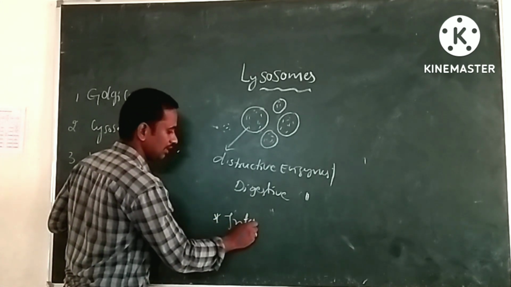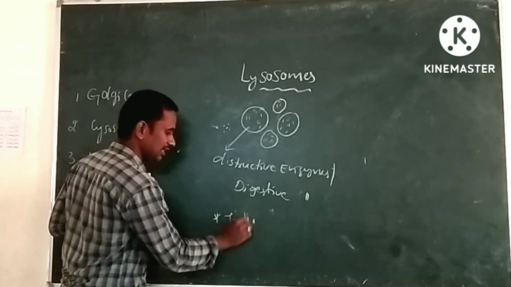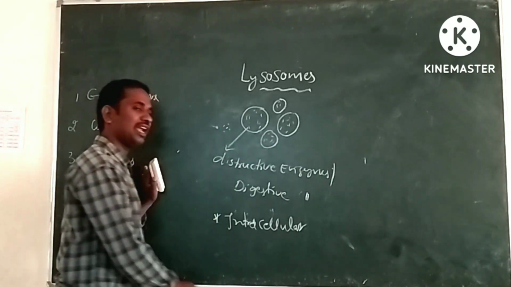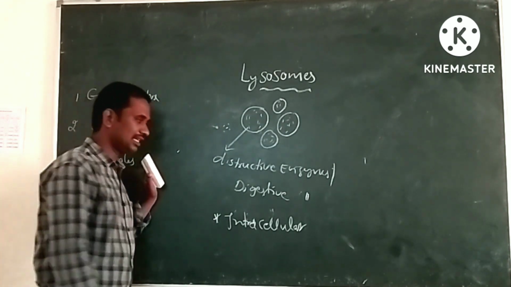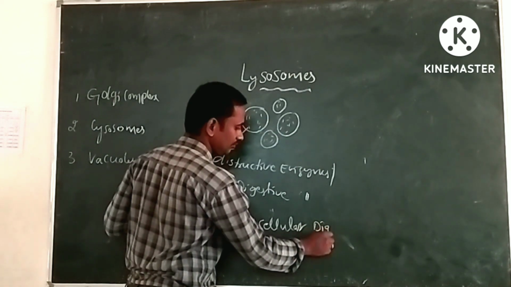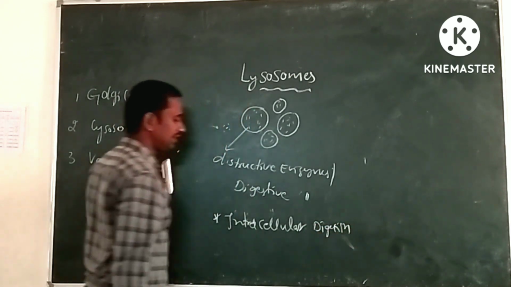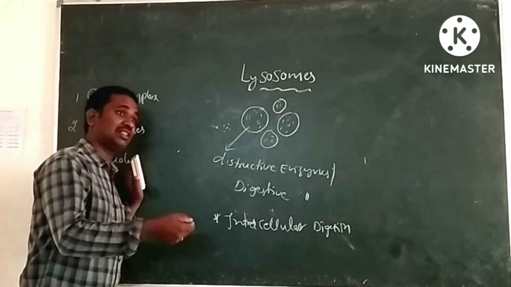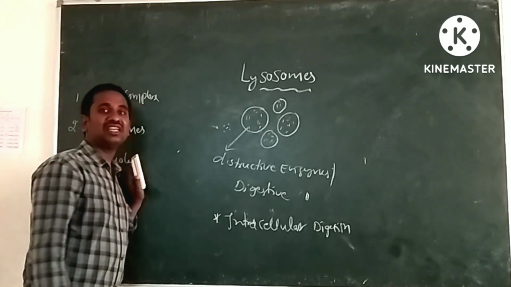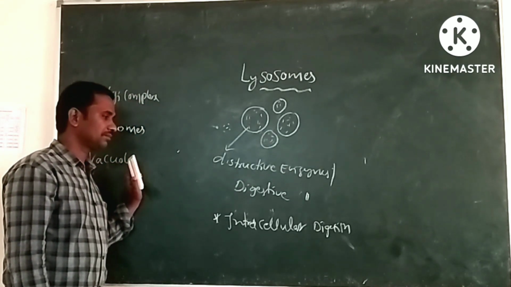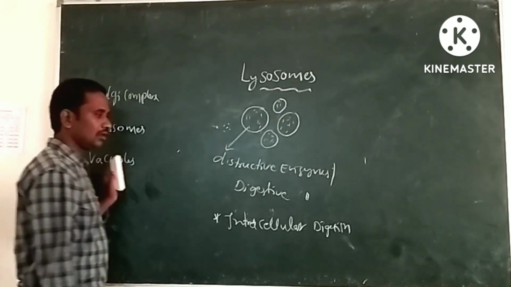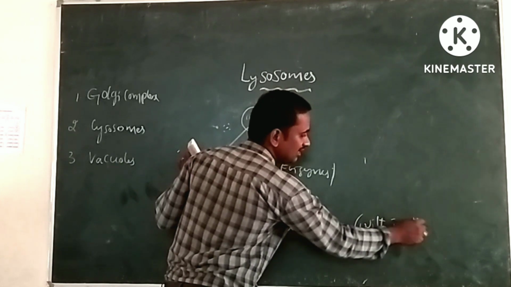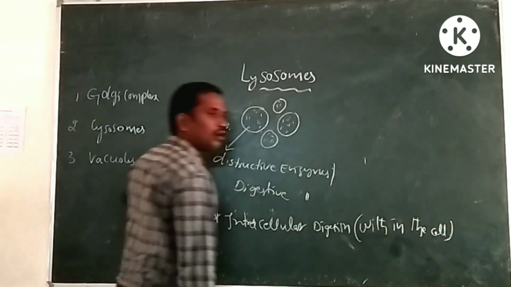Intracellular digestion. Inner cellular digestion. Digestion takes place. Inter means in between the cells, but intra means within the cell. So the digestion takes place within the cell. This is the most important one.